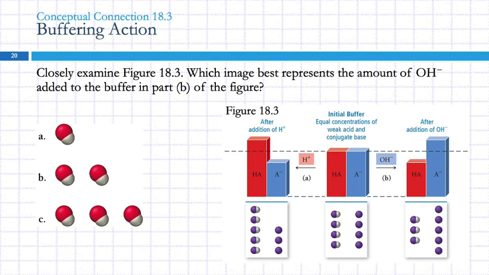So, looking at that figure 18.3, which of these images, A, B, or C, best represents the amount of hydroxide added to the buffer in part B of the figure? So this is adding one hydroxide or two hydroxides or three hydroxides. So we started out with four of the acid and four of the base. After we added that, what do we have? We have three of the acid. So it must be one hydroxide, because one hydroxide reacted with one of the acid molecules, and the amount of conjugate base went up by one. That make sense?